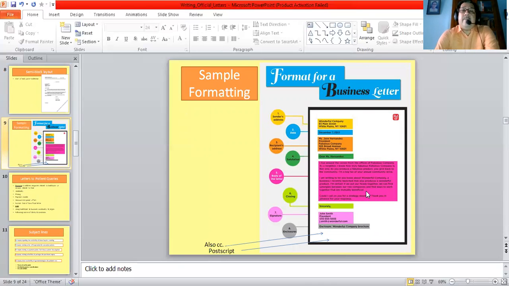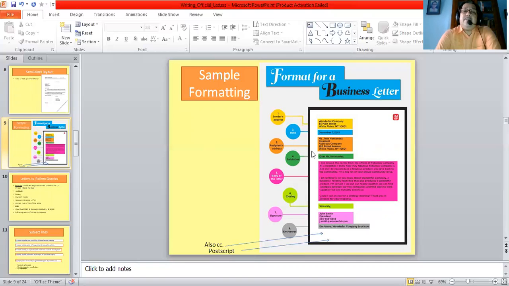Here we have the format. The sender's address comes first, then the date. As far as the date is concerned, you can follow DDMMYY or MMDDYY. Here it is December 7th, 2017. So MMDDYY. Right. And then we have the recipient's address, the name first, Ms. Jane Fernandez, designation, president, then the entire official address. Fabulous Company, 100 Broad Avenue, White Plains, New York, etc.